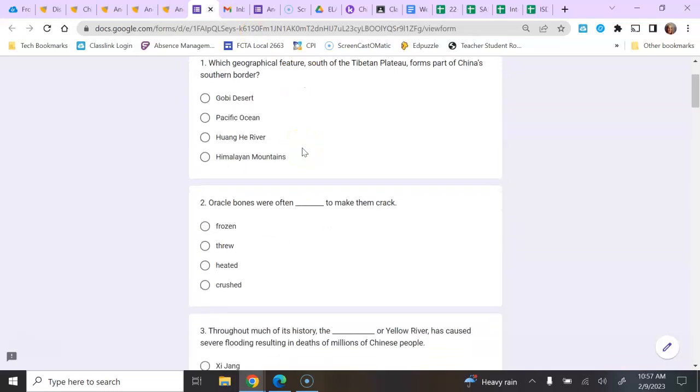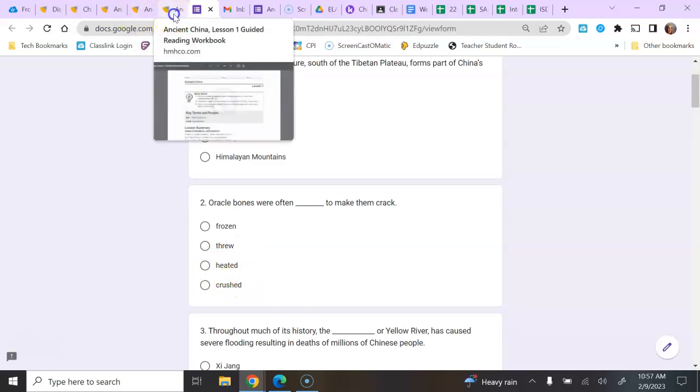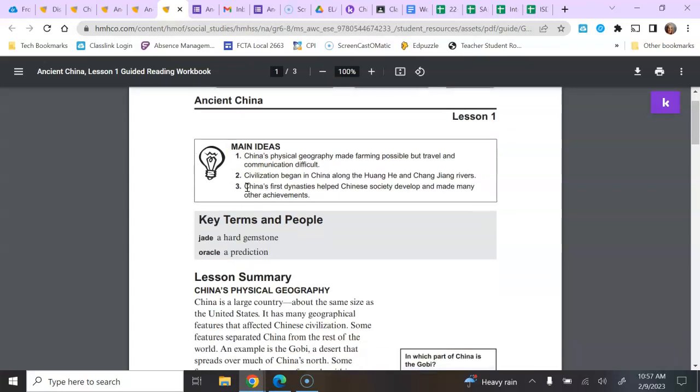Okay, our second question, number 2. Oracle bones were often blank to make them crack. So what did they do to those bones? Were they frozen? Did they throw them, heated them, or crushed them? And that will be in workbook lesson 1.